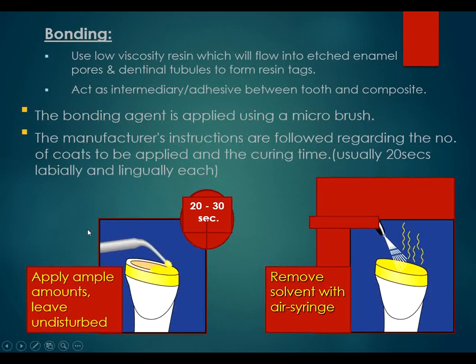After etching and drying the tooth, we will apply the bonding agent. Bonding agents are adhesives. They use low viscosity resin which will flow into etched enamel pores and dentinal tubules to form resin tags. Bonding agents act as an intermediary or adhesive between the tooth and composite.